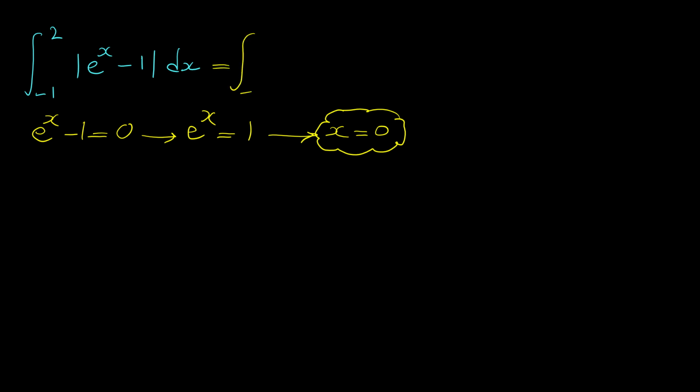Now we split the integral into from negative 1 to 0 and from 0 to 2. From negative 1 to 0, e to the x minus 1 is negative. From 0 to 2, e to the x minus 1 is positive. So in the first region, we have negative of e to the x minus 1 dx. In the second part, we have e to the x minus 1 dx.